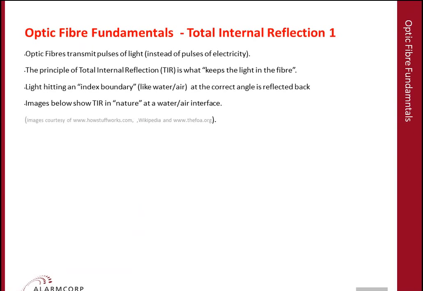Okay, optic fibers transmit pulses of light, much like cables transmit electricity. However, with optic fibers, it is the principle of total internal reflection, or TIR, which is what keeps the light in the fiber. Now, total internal reflection results when a light beam hits an index boundary, such as exists between water and air, or air and plastic, or between two dissimilar materials. If the light hits that boundary at just the right angle, it is reflected back.